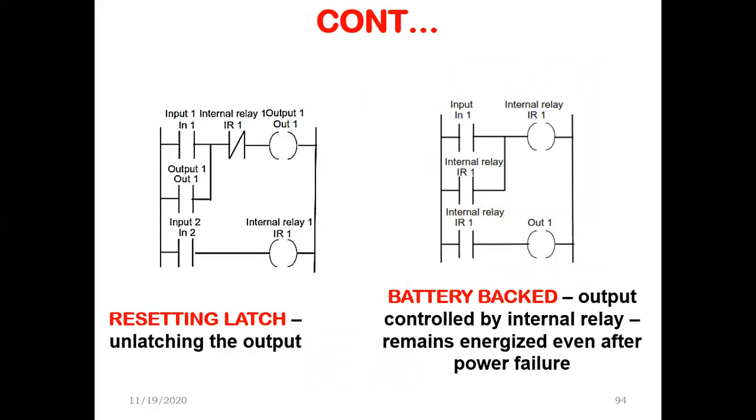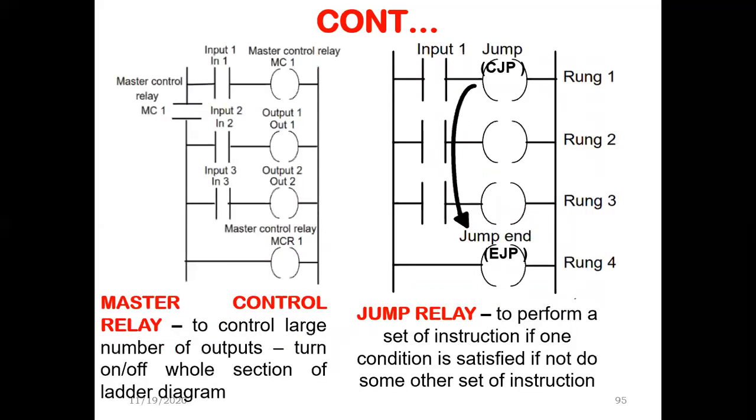Resetting latch is unlatching the output. Then battery backup: the output controlled by an internal relay remains energized even after power failure. Master control relay is used to control a large number of outputs, turning on or off a whole section of the ladder diagram. Jump relay performs a set of instructions if one condition is satisfied, and if not, does some other set of instructions.